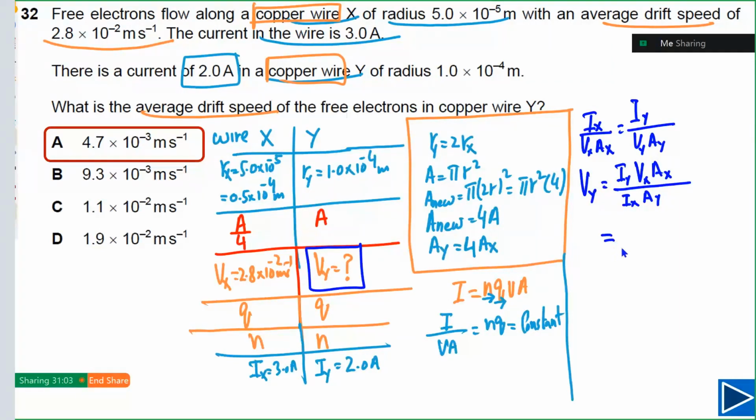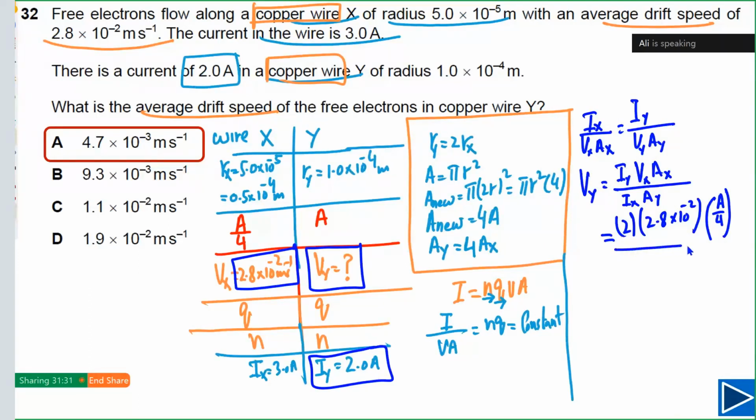Now simply you need to plug in values. Iy is given, this value is 2.0 amps, so we can say this one is 2. Vx is given, Vx is 2.8 times 10 to the negative 2. Ax is given, that is A by 4. So we can write down this is A by 4. And we need to divide this by Ix.